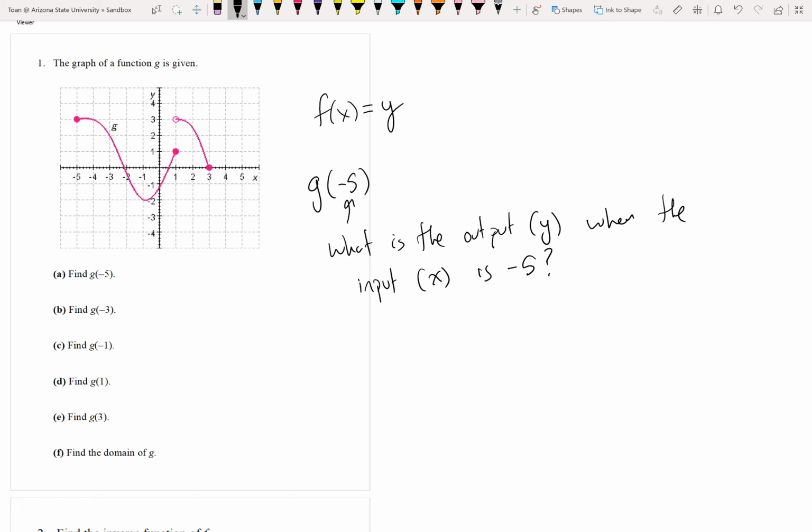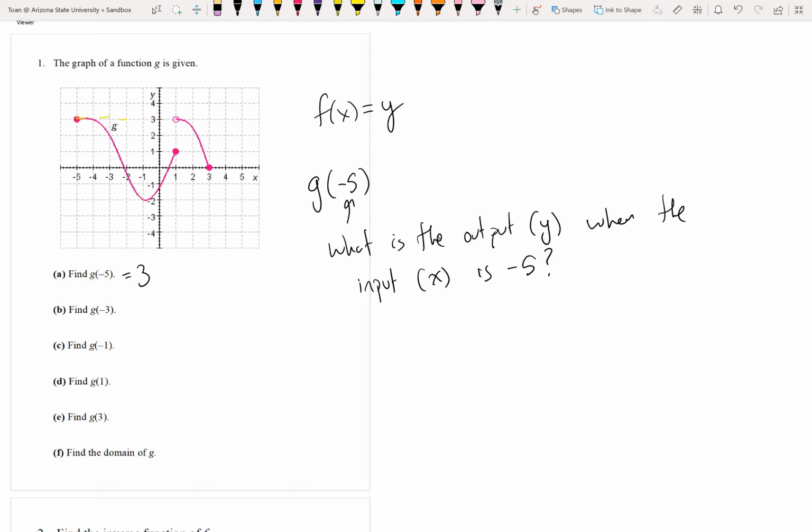So there really is no calculations. You couldn't do this unless you could read. So for letter A, what is g of -5? I look at x equals -5 right here, and then I look at the graph. So clearly I can read that g of -5 is 3. So you just go through the same logic for every single one of these letters.